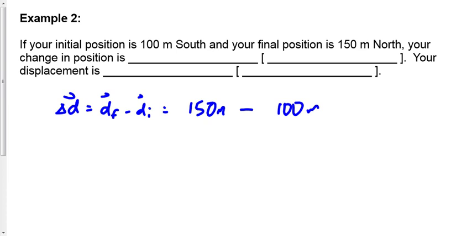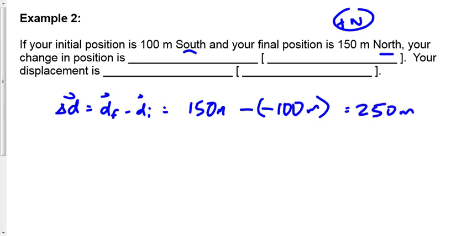Wait a second. I got a north and a south in here. If we make north positive, then shouldn't this be 150 minus negative 100? Is that okay? What's that, 150 minus negative 100? That's 250, isn't it? So my displacement is 250 meters. Oh, it's positive. That means it's to the north. What's my change in position? It's the same thing, isn't it? That's what we define displacement as, change in position.